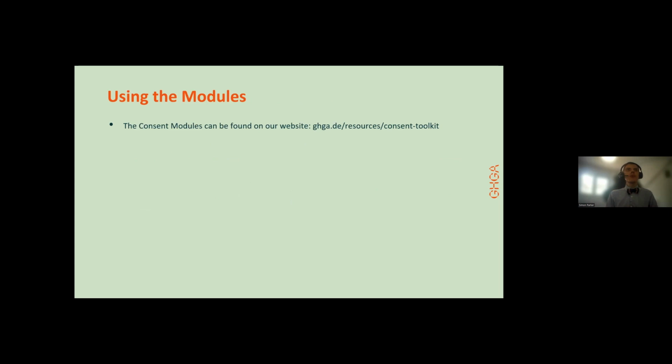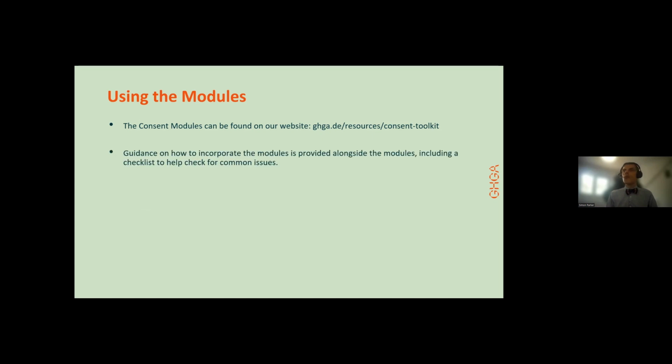In terms of using the modules, you can find them on our website. Our website is ghga.de. If you go to the resources tab, you'll see there's a resource called the Consent Toolkit. Through the web page, it gives an explanation about the idea of the consent modules, and it also gives a link to a Zenodo white paper, which contains more information about how you can actually implement the consent modules and obtain the text in English and German.